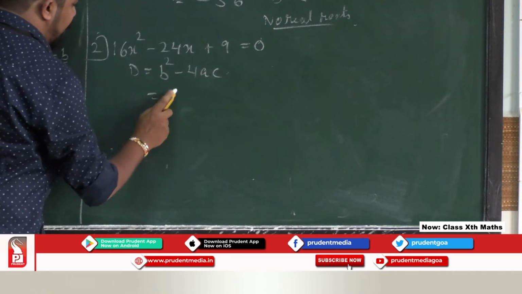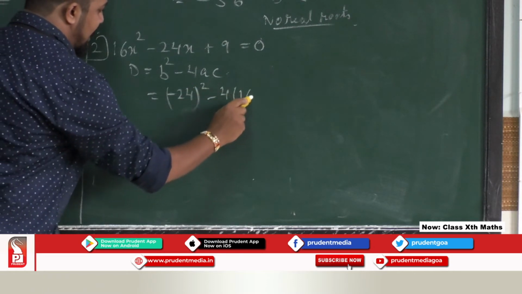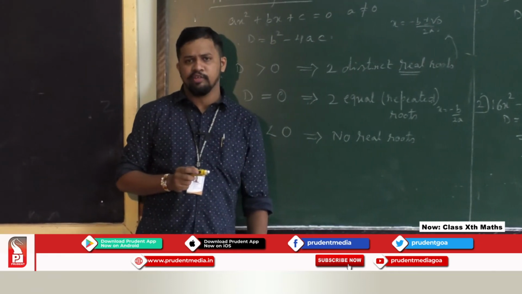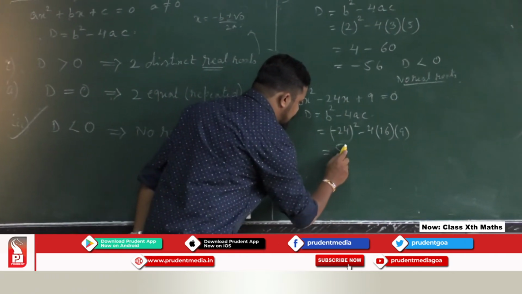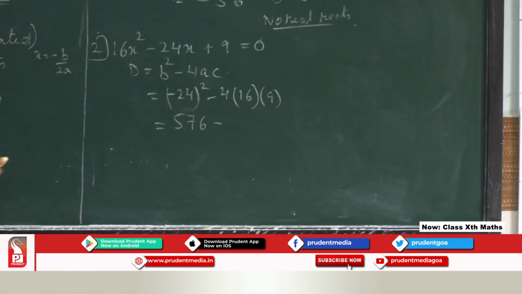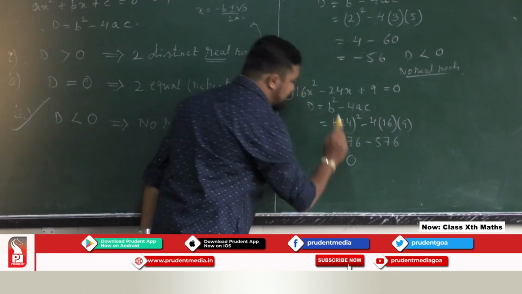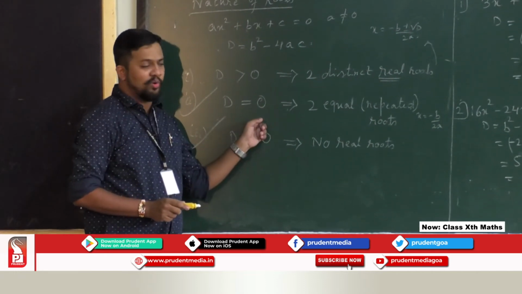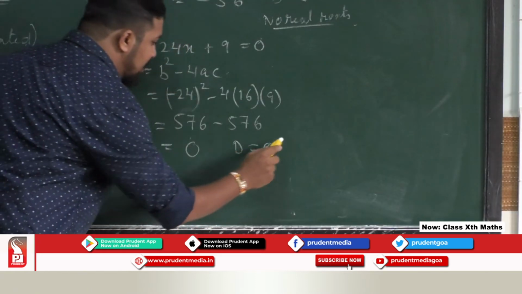Negative 24 square minus 4ac. Slightly big number now. So first find negative 24 square, or 24 square, which is nothing but 576. Multiply this 16 into 4 into 9. If you multiply these three terms, you will also get 576. So d is 0. We got my second condition. D equal to 0. And if d is equal to 0, then I will get equal roots.